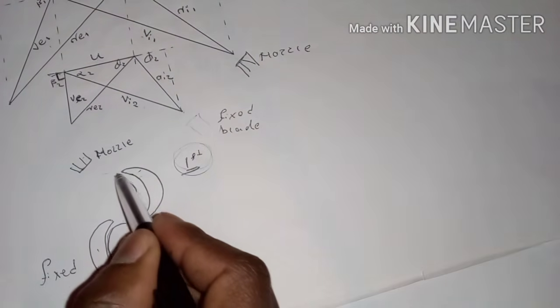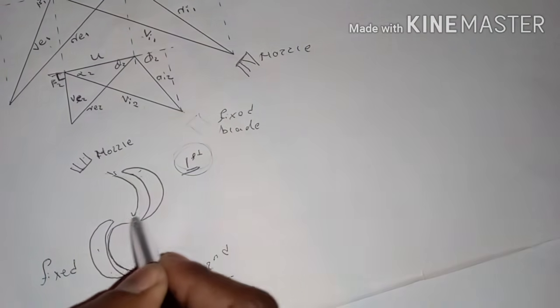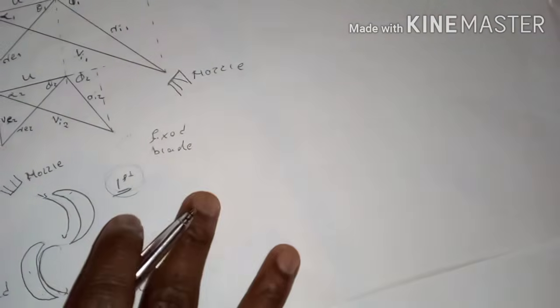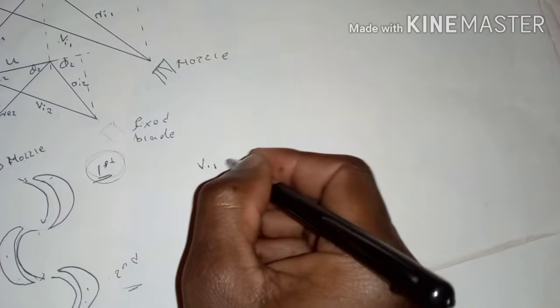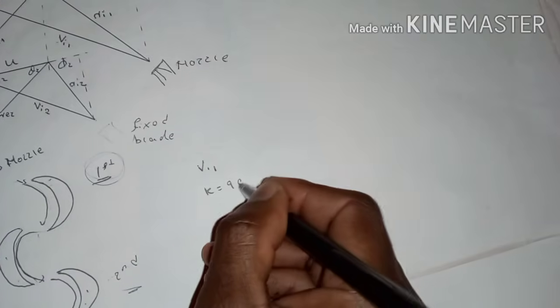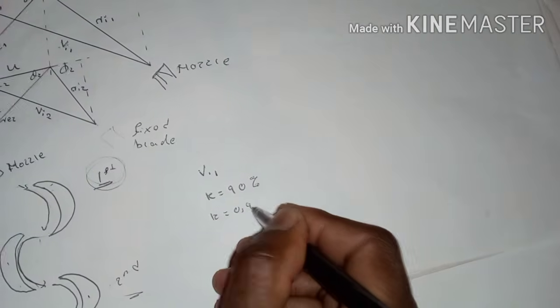K is the frictional coefficient, or the coefficient of friction. It's telling us about the friction that the steam experiences between the inlet of the blade and the outlet of the blade. So let's take, you are given VI1, and then you are told that the coefficient of friction equals, let's say, 90%, or they can give you 0.9, which is the same thing.